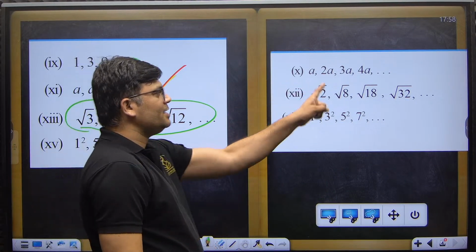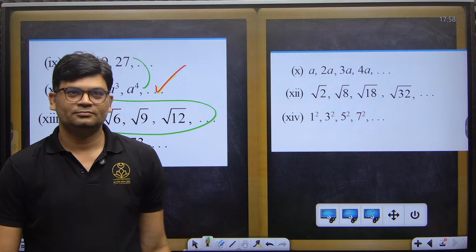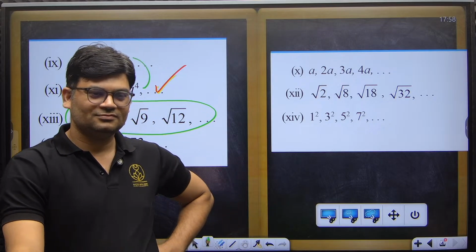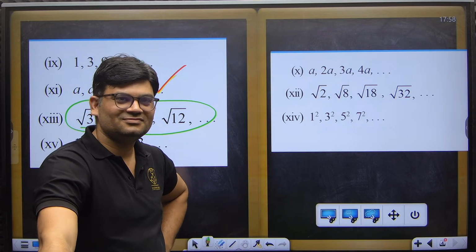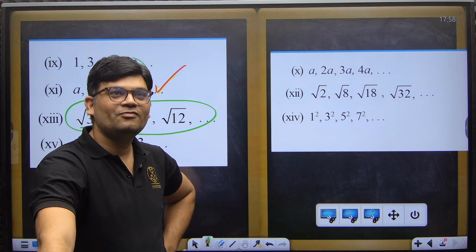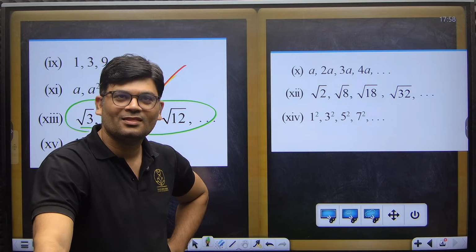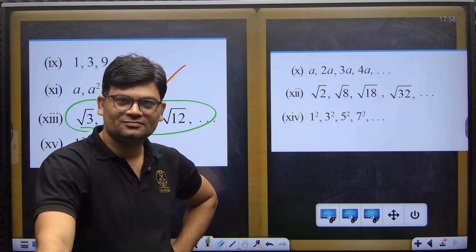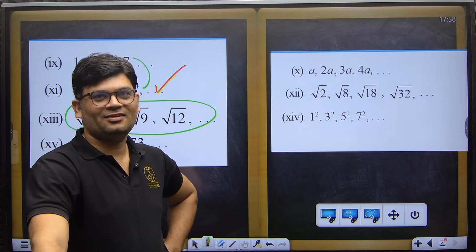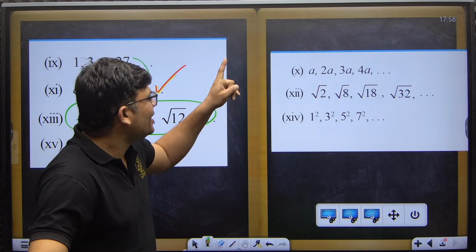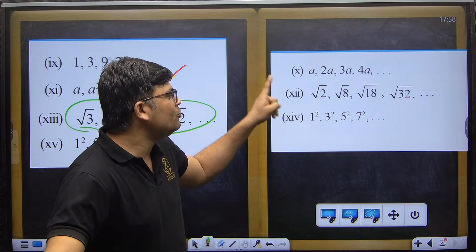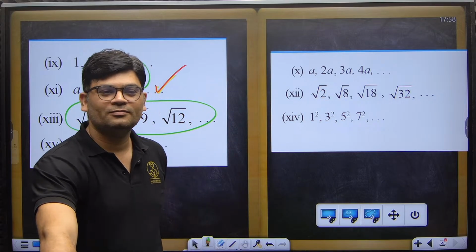Okay. Let me check. Question number 10. Is this an AP? Sir, the first one is AP. First one is AP. Very good, Lakshmi. What is the common difference? Okay. Tell me this one. Tell me the 12th one. Is it an AP or not?